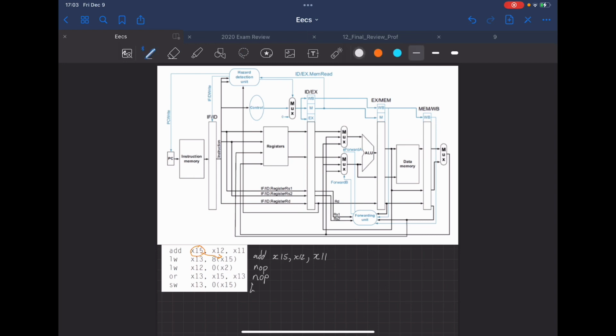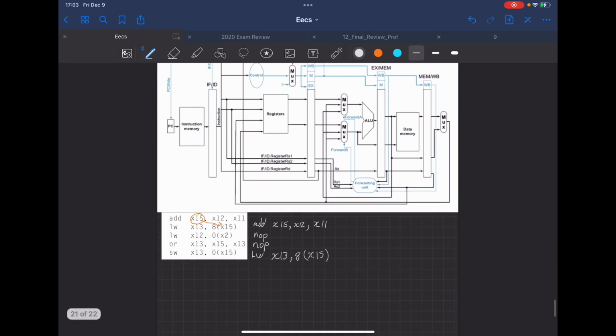Now we can load word X13, offset 8 from the base address of X15. Then our next one, which is X12. We can go ahead and write load word X12, base X2, offset of 0. Okay, and now we are going to the OR.